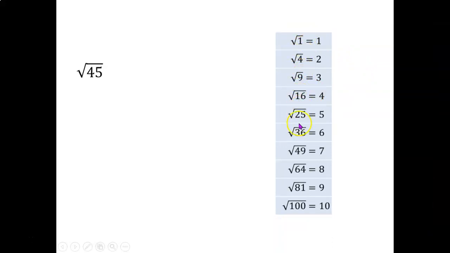Now, 45 is not a perfect square. It's not on the list here, so we can't say the square root of 45 is just some nice whole number. But we can break 45 up into 9 times 5. And we do know what the square root of 9 is as a nice whole number. It's just 3. So if we factor the 45 into 9 times 5, then one of those at least is a perfect square. And we can take the square root of 9 times the square root of 5, which is 3 times the square root of 5.